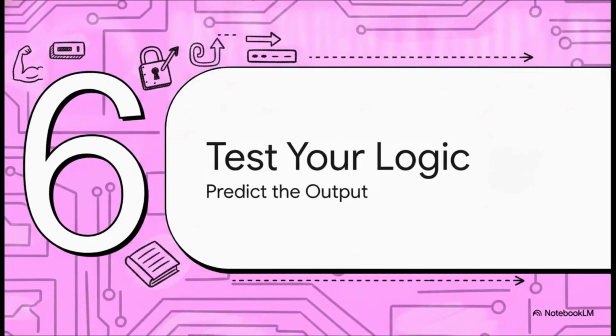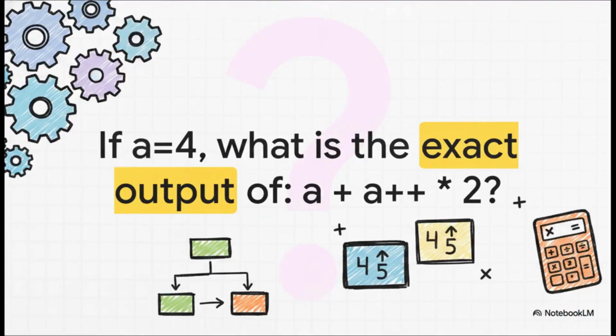Section 6. Test your logic. Can you predict the output? All right, here's your logic challenge for the day to wrap this explainer up. First, if a is initialized to 4, what is the exact output of the expression a plus a plus plus times 2? You're going to need to apply those precedence rules and remember exactly how that lazy post increment works.